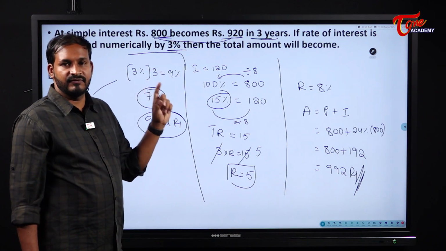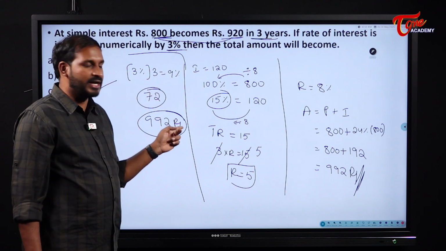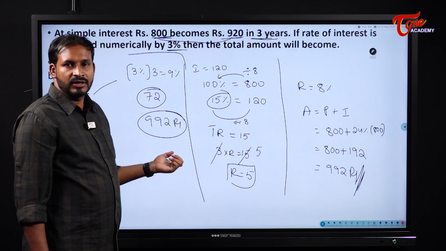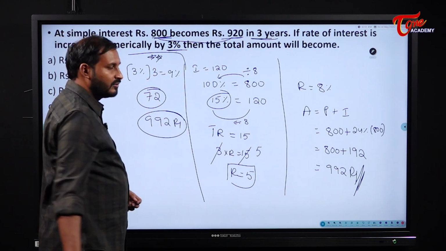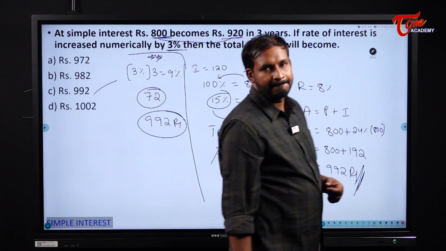Why? Because we know one thing, the change here happens in this manner. 3% for every 1 year, so 3 into 3 becomes 9% and so on. Okay? Please try to understand this one. Okay, it will save a lot of time.